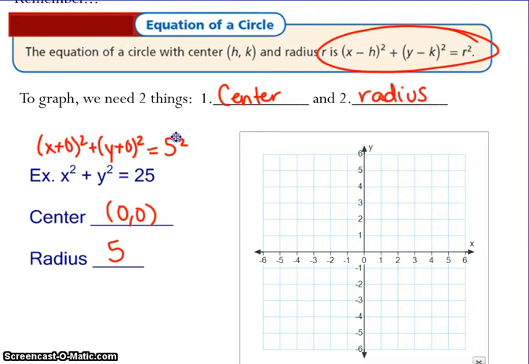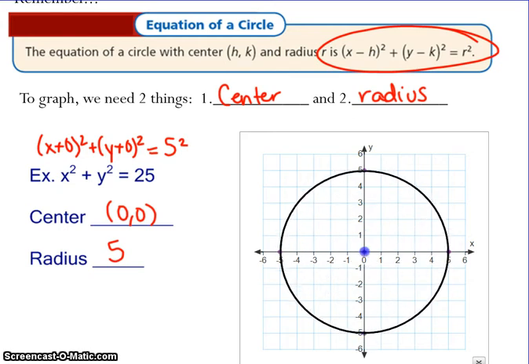So my center is at 0, 0, and my radius is 5. If you're not sure how to get the number, all you do is take this 25 and square root it to get your radius. And that's going to be important because sometimes we're not going to have nice perfect squares. So let's go ahead and graph. We have our center at 0, 0, and the radius being 5, we go right, up, left, and down 5 units. So connecting the 4 points gives us the circle with a center 0, 0, and a radius of 5.